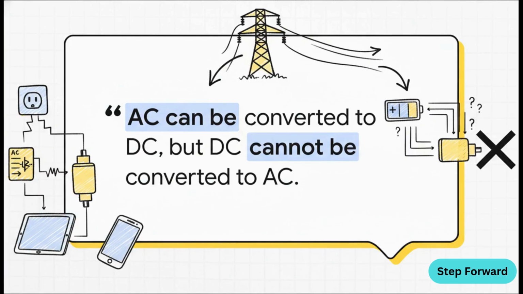But trying to do the opposite, trying to efficiently boost DC voltage up for long distance travel is way harder. This is probably the single biggest reason our entire power grid is built on AC.